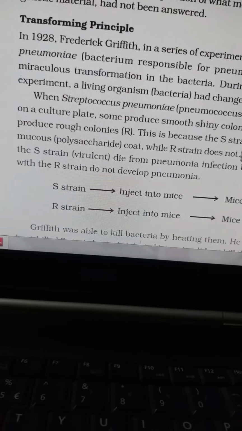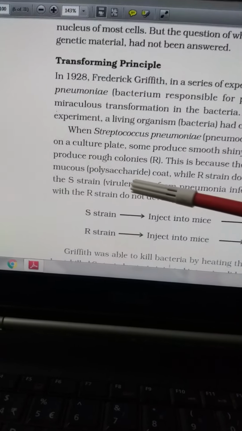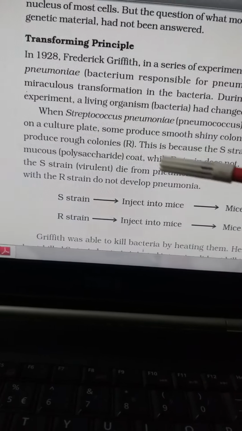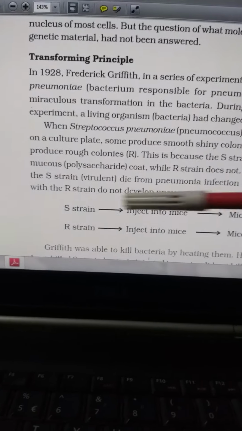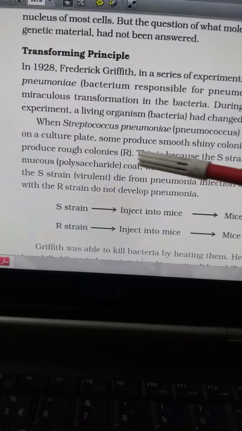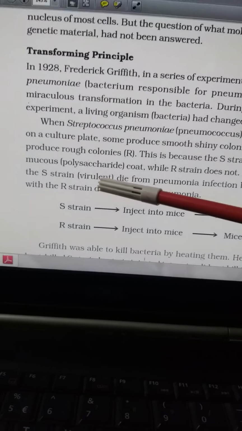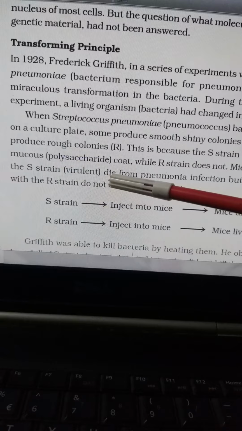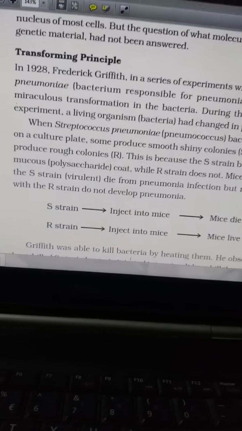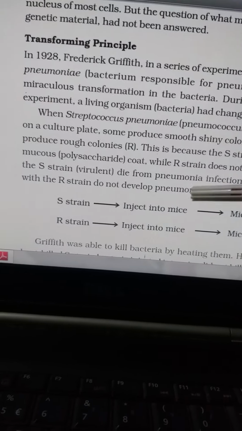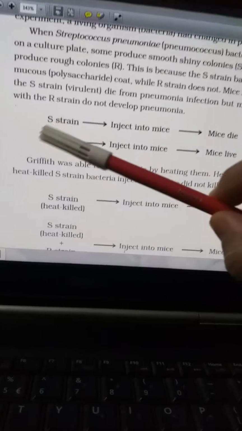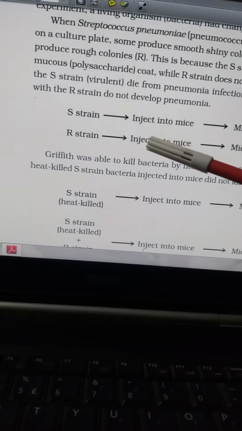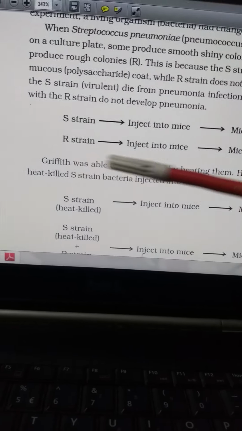Now this is because the S strain bacteria have a mucus polysaccharide coat, so that gives the shiny appearance. R does not have the coat. He infected mice with the S strain, which was virulent. Virulent means infectious, so it resulted in death from the pneumonia infection. But mice infected with the R strain did not develop pneumonia. So it was a proven fact. Now what he did, you can see it on the screen: S strain injected into mice, they died; R strain injected, they lived.